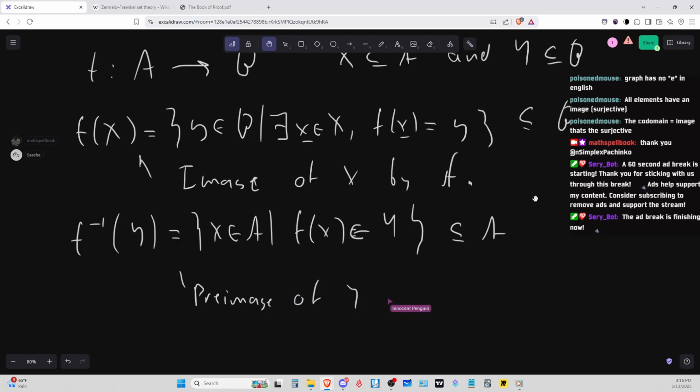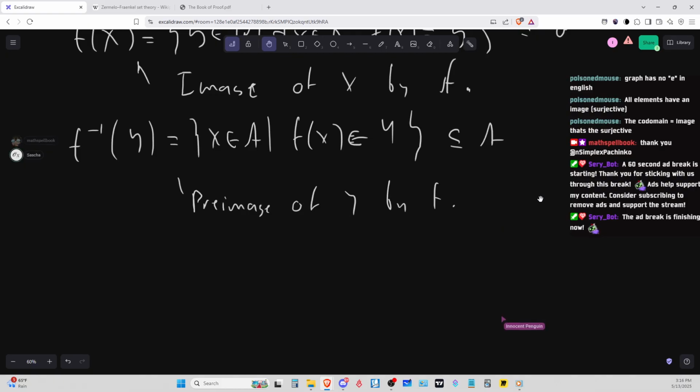Of Y. Is it because it's using Y instead of X? Like it's using Y as the input while the X is the output? Is that why it's called the pre-image? Yeah. Oh, okay. So maybe I can just write an example, and after that we're going to go to equivalence relation.